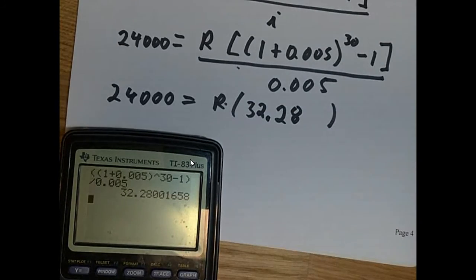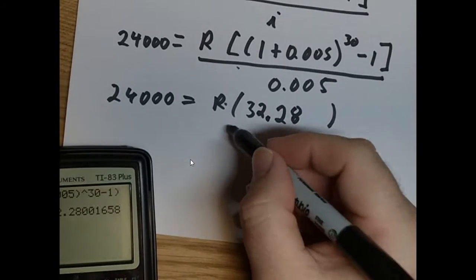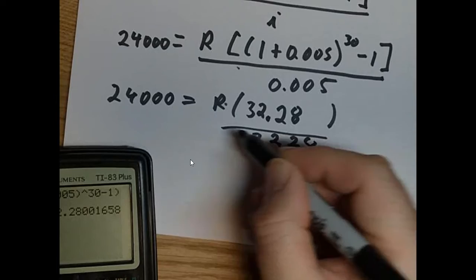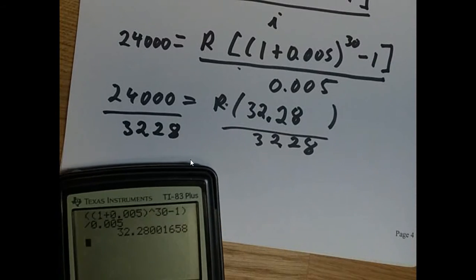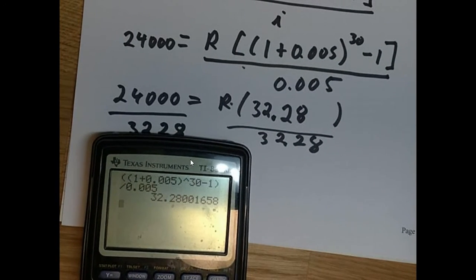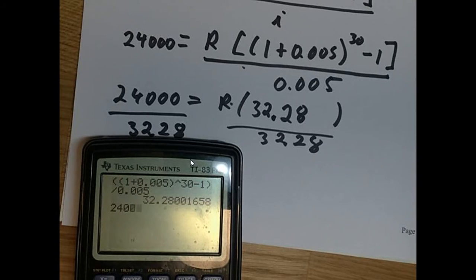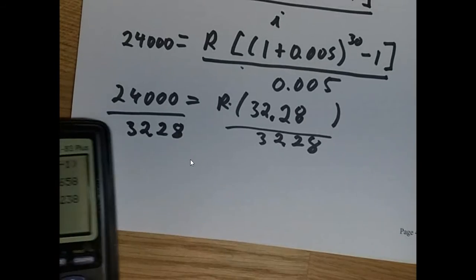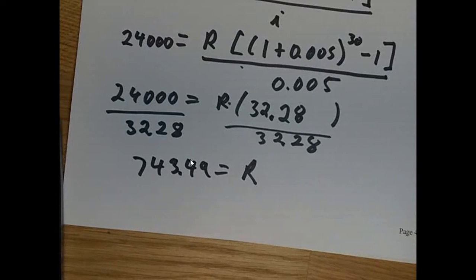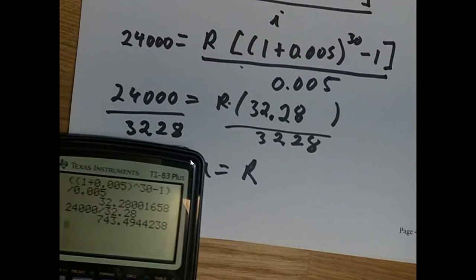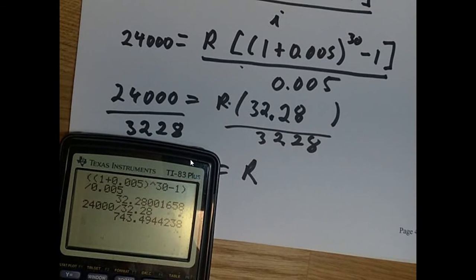I think that's reasonable because there's lots of zeros after that. Now we're going to divide both sides by 32.28. So both sides get divided by 32.28. So now we'll use our calculator. 24,123 divided by 32.28. And so our R is 743.49. 743.49 is our R. And it's in dollars because everything else was in dollars on the top. And you round to 2 decimal places. Every single time you round your R to 2 decimal places.